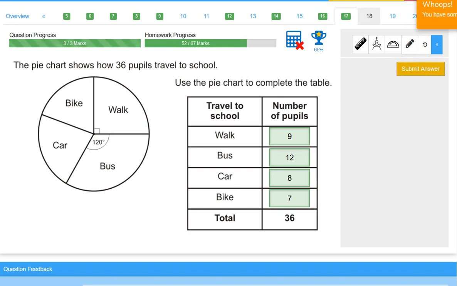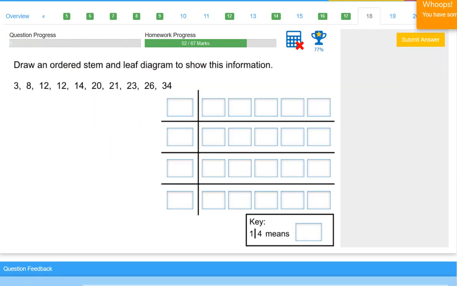There we go. Question 18. We have a stem and leaf diagram. Now the thing about stem and leaf diagrams, it says at the bottom 1|4 means 14. So I'm going to express these in terms of, these are my tens. So 0, 1, 2, and 3.